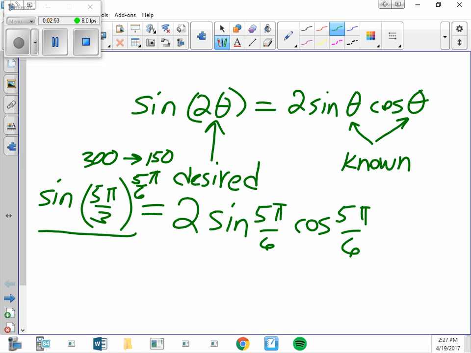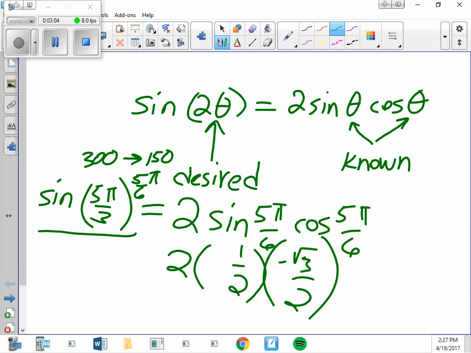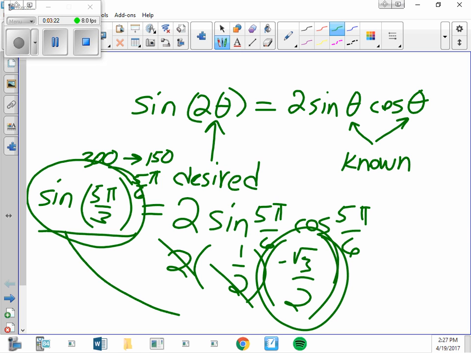So, I look at 5 pi over 6. The sine is 1/2, and the cosine is negative root 3 over 2, and all of this is times 2. So what is 2 times 1/2 times negative root 3 over 2? This cancels that, and there's the answer. So this equals that. That's what we just did.